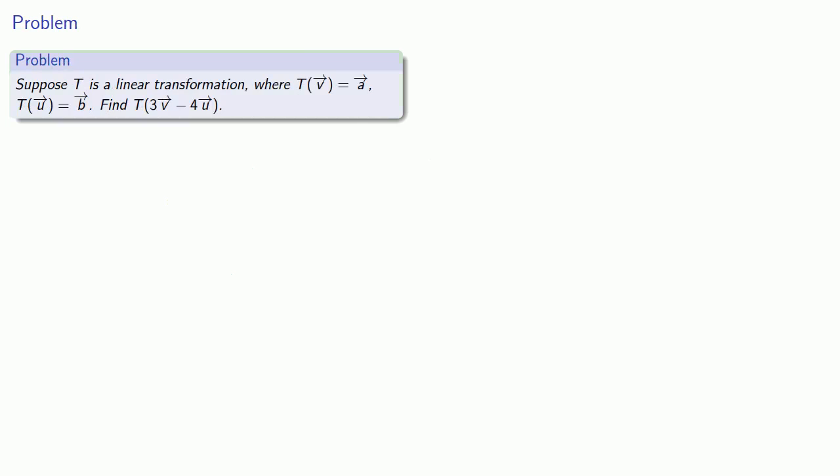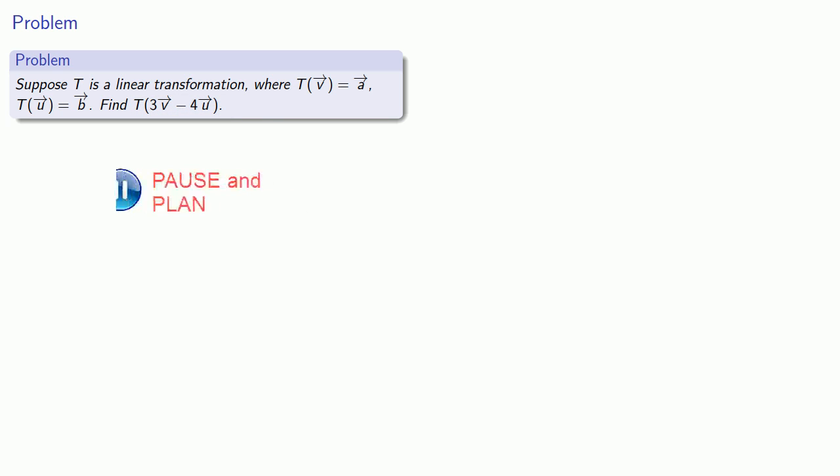Why do we care? Well, one of the things about a linear transformation is once you know what the transformation does to a couple of vectors, you can figure out what the transformation does to all vectors. For example, suppose we know that T applied to v is a, and T applied to u is b. Well, let's find T applied to 3v minus 4u.